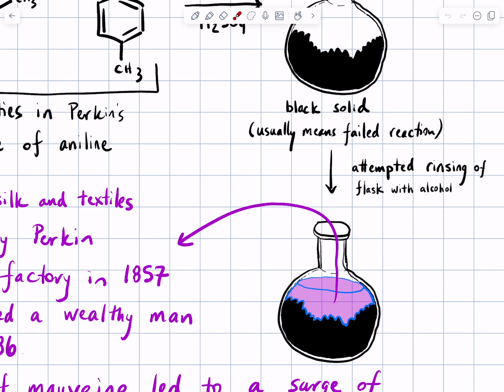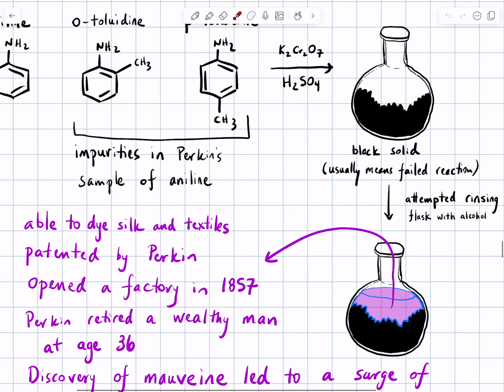And as most teenagers do, he decided to start a factory, which he did in 1857, repeating the reaction, making this molecule. He retired at the age of 36 as a very wealthy man. His name is still honored in the Royal Society of Chemistry in Britain. There are awards given out in his name. There were journals named after him, all from this failed reaction that made a pretty color that people would pay a lot of money for.